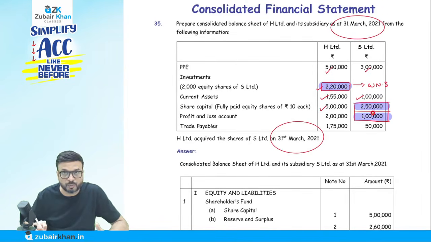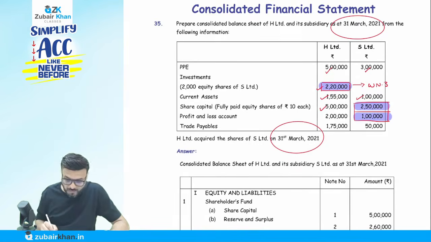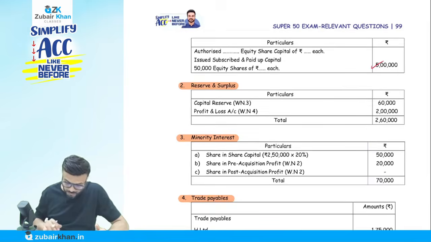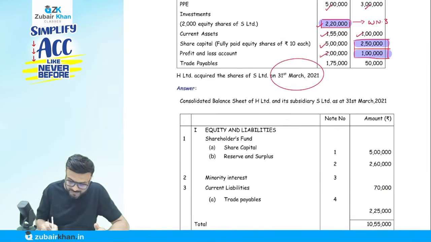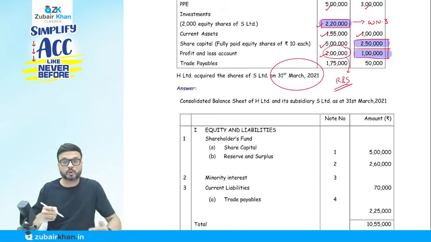I will come to these 2 points, don't worry. Now here, the profit and loss account will go to reserve and surplus, 2 lakhs. So notes to account number 2. One more thing here: when I say this, basically it should go to reserve and surplus only. That is notes to account number 2.